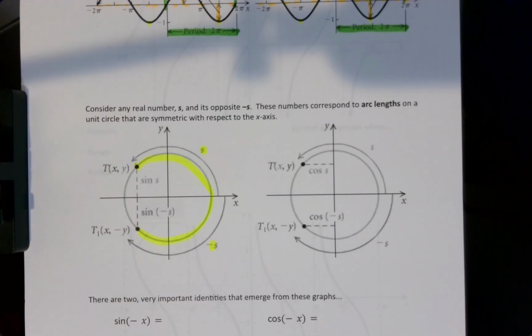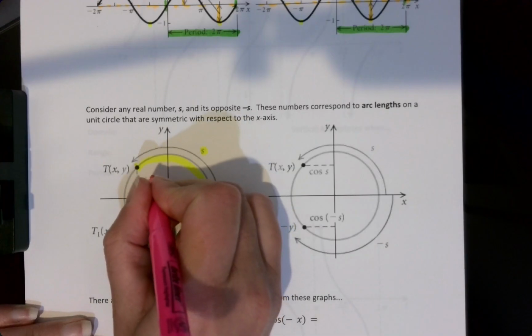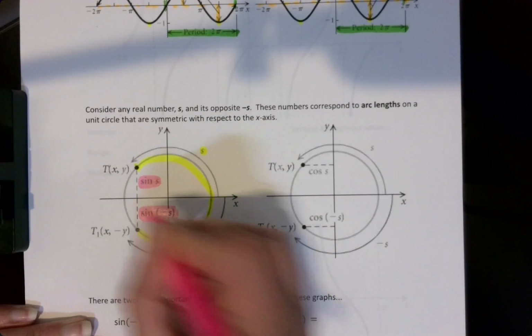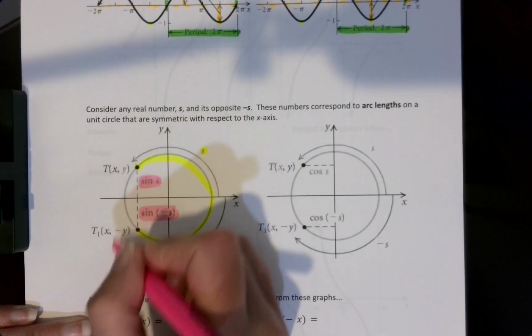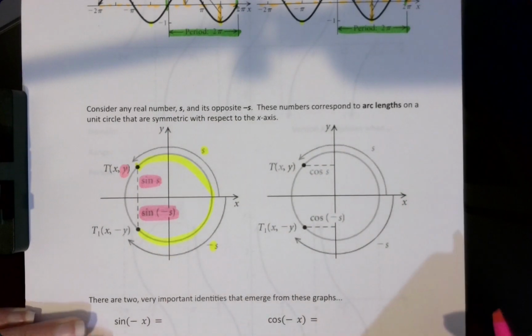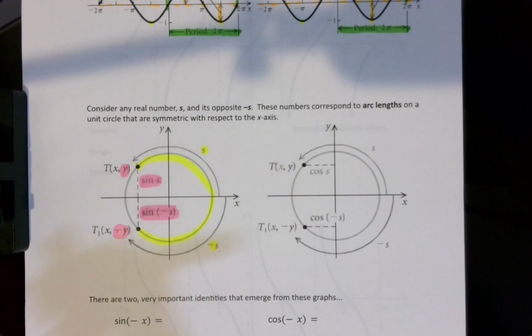And in these two, again, the picture is the same thing. We're just thinking about the sine in one of them and the cosine in one of them. So if I'm thinking about the sine of s versus the sine of -s, for these two coordinates, the sine is the y value, so it's positive for s, and it is negative for -s.